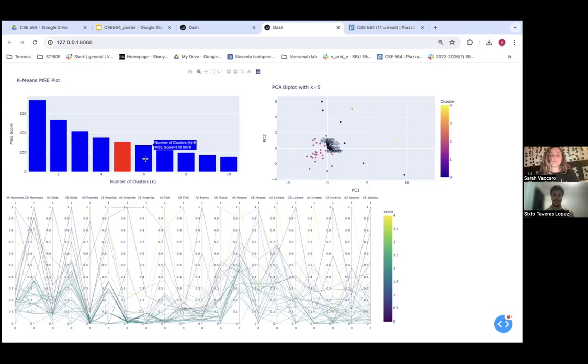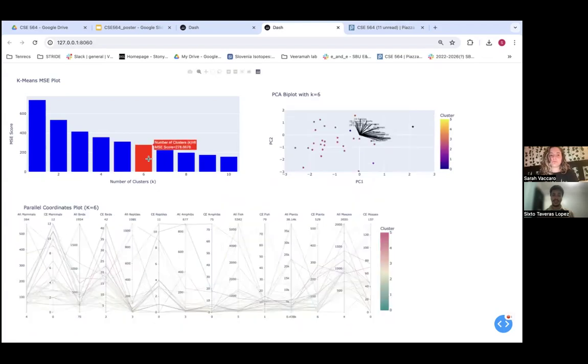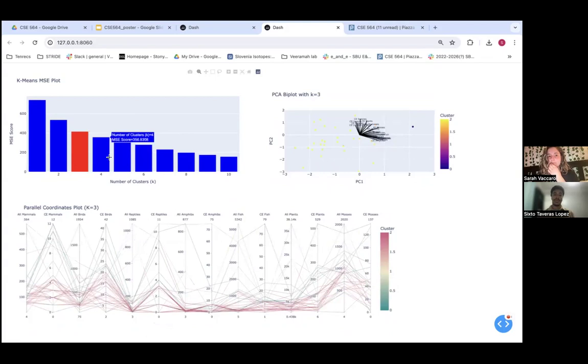interact with the k-means plot so that they can select the number of clusters shown on the biplot and the parallel coordinates plot. So as shown, when you click different numbers or different bars on the MSE plot, it shows different numbers of clusters on the parallel coordinates plot and the PCA biplot.